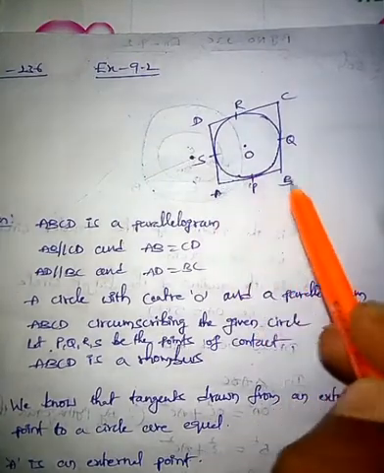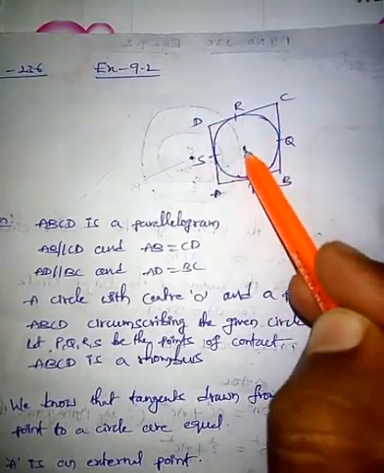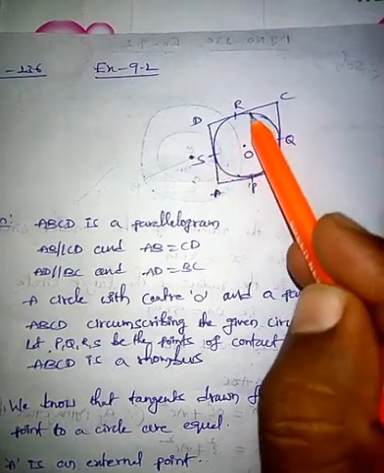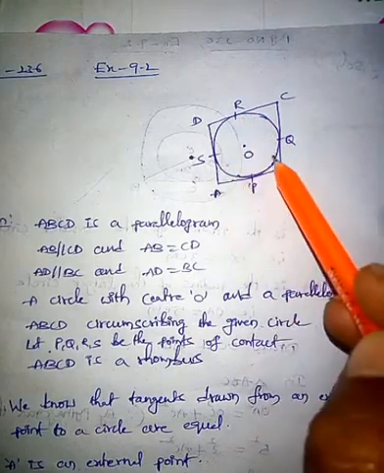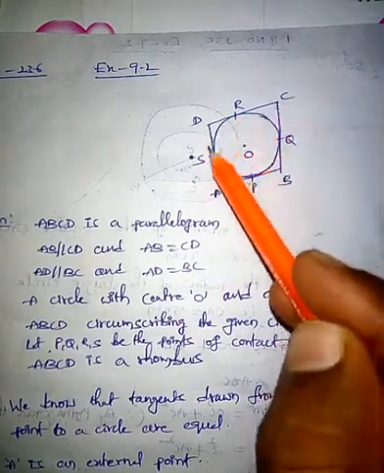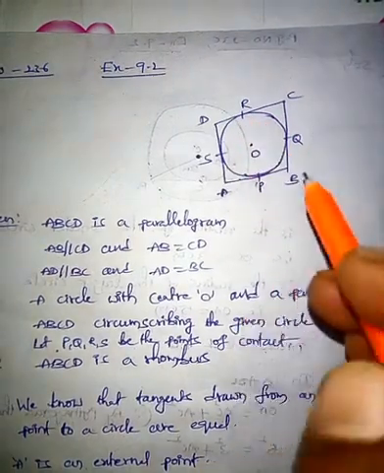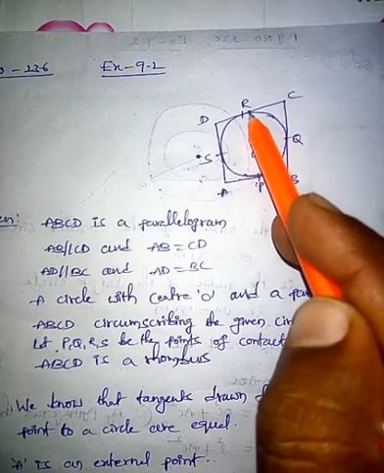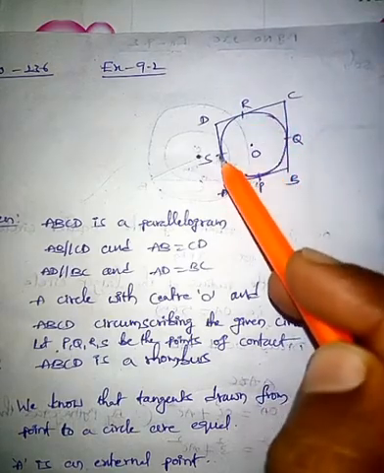Let us assume that ABCD is a parallelogram. It's circumscribing the circle with center O with point of contacts P, Q, R, S. That means this is the circle and this is the parallelogram. This parallelogram holds the circle. Circumscribing means it exactly holds the circle. Okay, and the circle touches the sides of the parallelogram at points P, Q, R, and S.